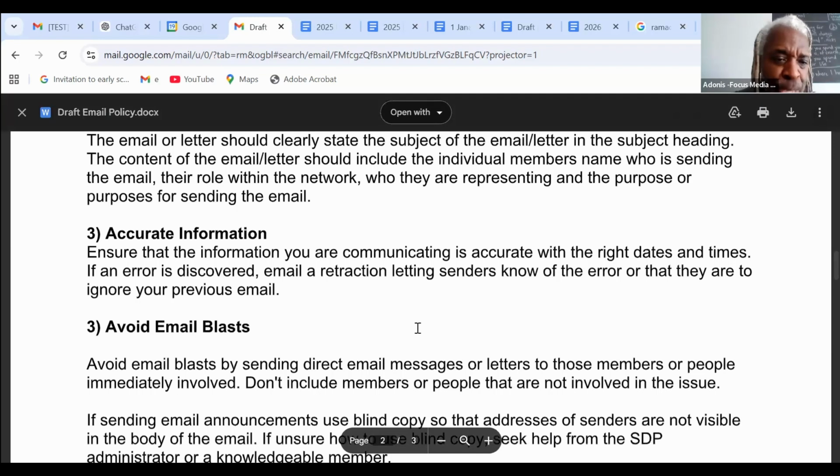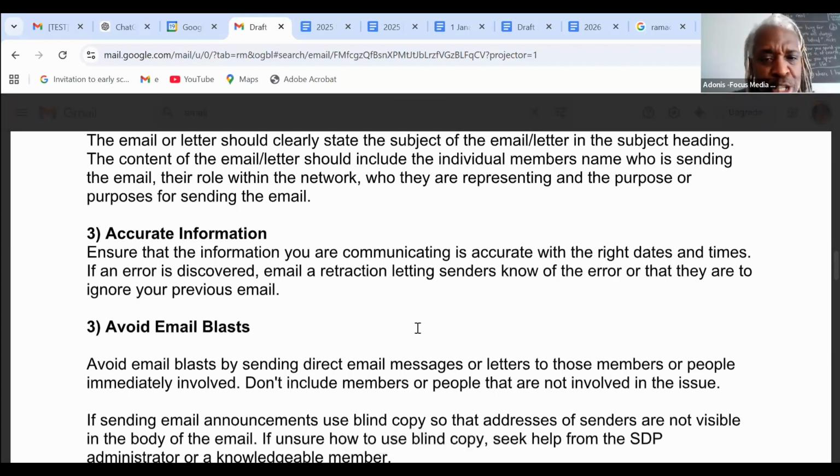3, accurate information. Ensure that the information you are communicating is accurate with the right dates and times. If an error is discovered, email a retraction letting recipients know of the error or that they are to ignore your previous email.